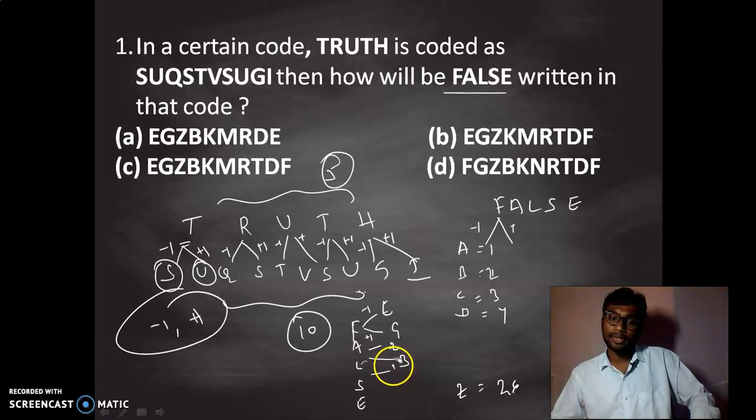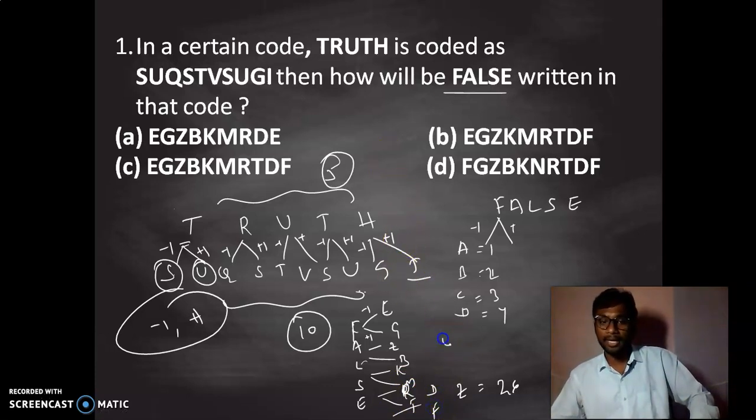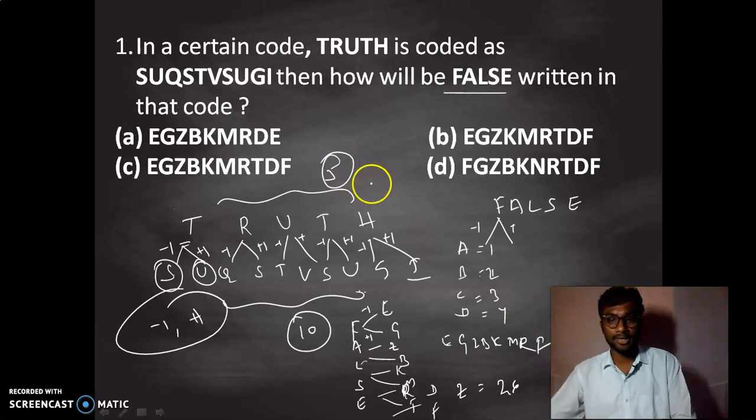L minus 1 is K, plus 1 is M. S gives R and T. E gives D and F. So the final answer will be E, G, Z, B, K, M, R, T, D, F. Are you getting the understanding?